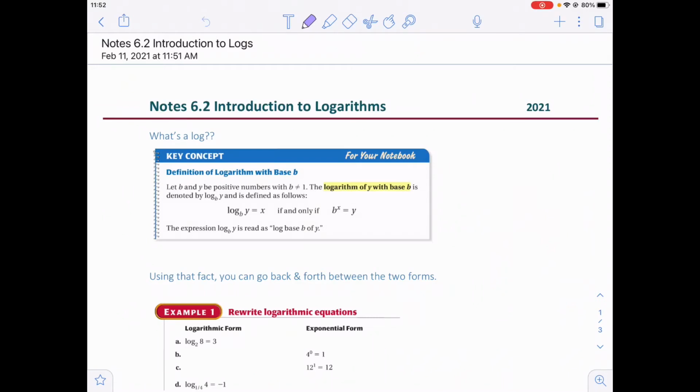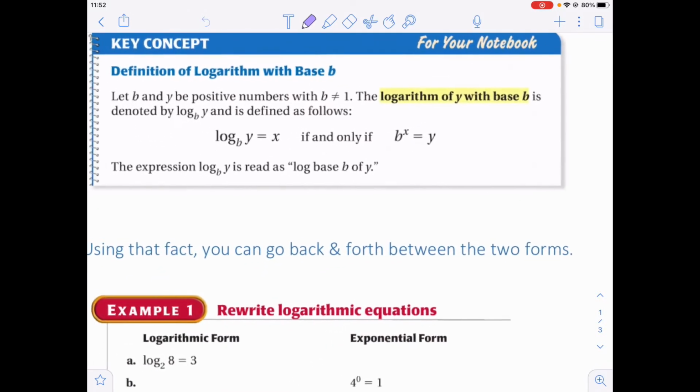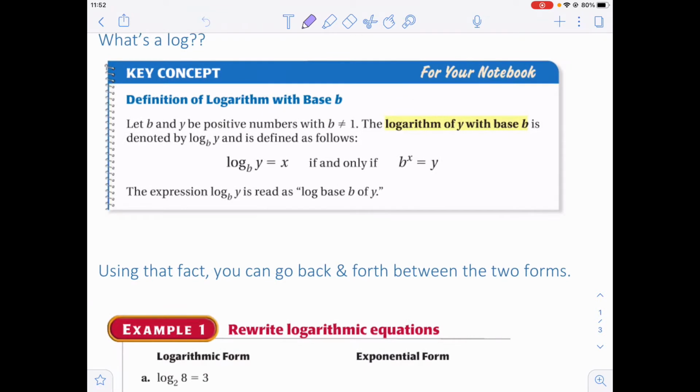Today we're going to start looking at logs. So the first question is probably, what is a log or a logarithm? If we let b and y be positive numbers with b not equal to 1, the logarithm of y with base b is denoted as log base b of y.